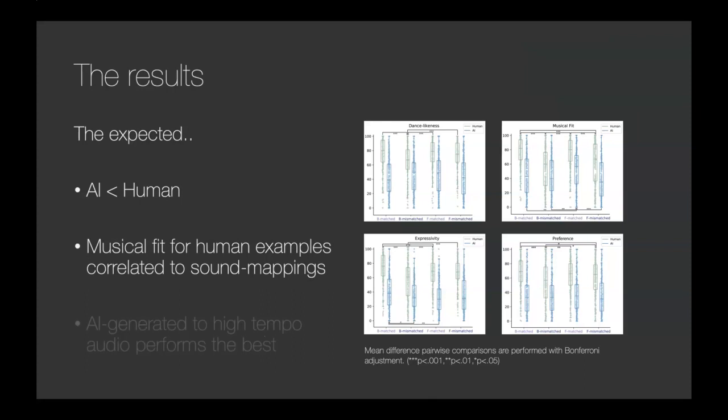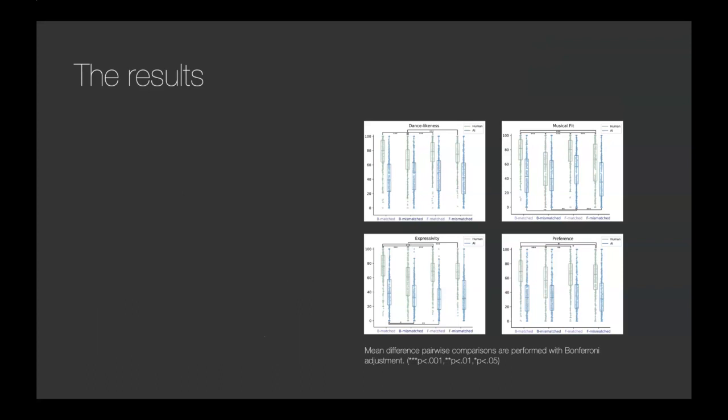The highest rated AI example was the animation of our high-tempo song set to its intended music. As early results indicated, the model generally performs better when generating movements for music with a clear beat. This example gained the highest ratings across dance likeness, musical fit, and preference, but not expressivity, which leads me to some of the more unexpected findings of the survey.